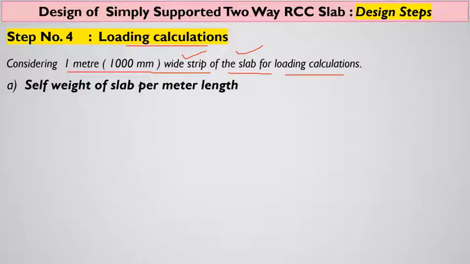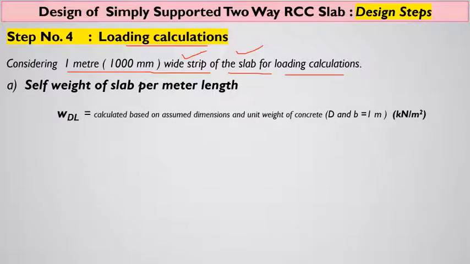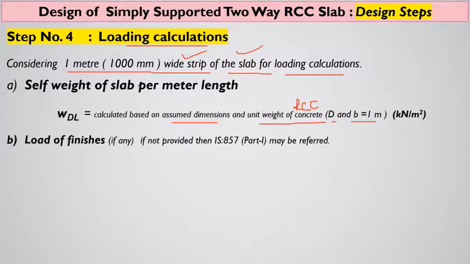So self weight of slab based on the information which we have decided in the previous steps. So self weight of slab per meter length we can calculate just like one way slab. So W dead load we can say it is calculated based on the assumed dimension in the previous steps, and the unit weight of a concrete, or better we say unit weight of RCC, that we generally take 25, and capital D will be the overall depth of the slab, and the B width is the 1 meter. So we can calculate the dead load in units of kilonewton per meter square.